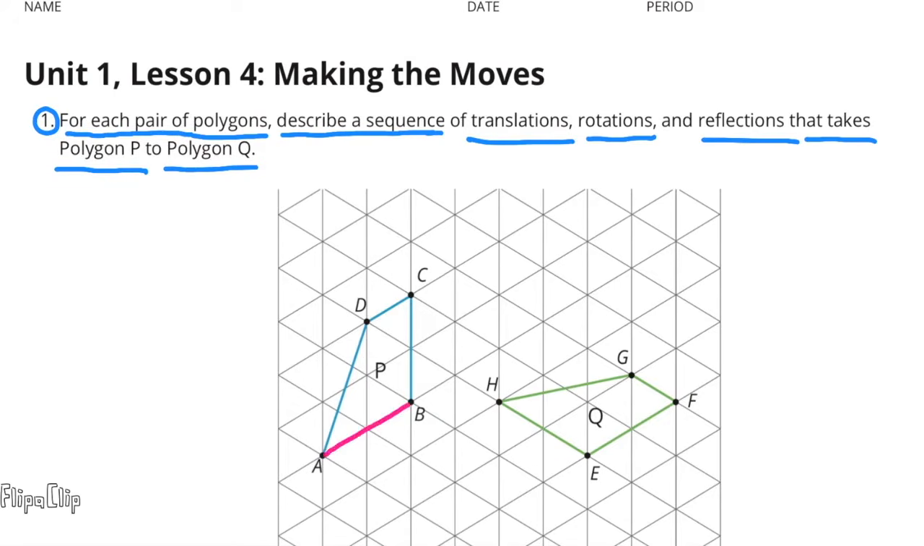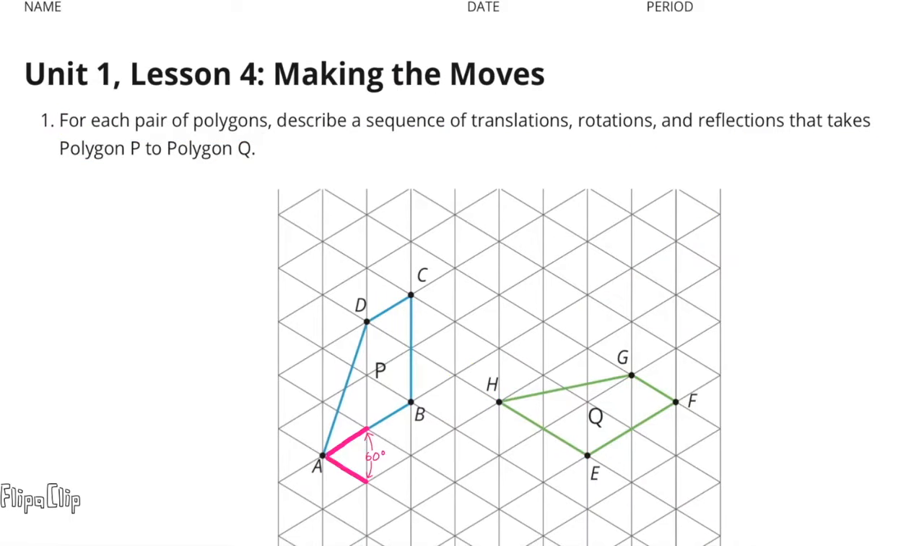Line AB of polygon P is represented by line HE from polygon Q. Here I'm highlighting the angle of line AB and line HE so you can see how different they are. This angle drawn in purple represents the rotation made going from P to Q. It's a 60-degree angle.